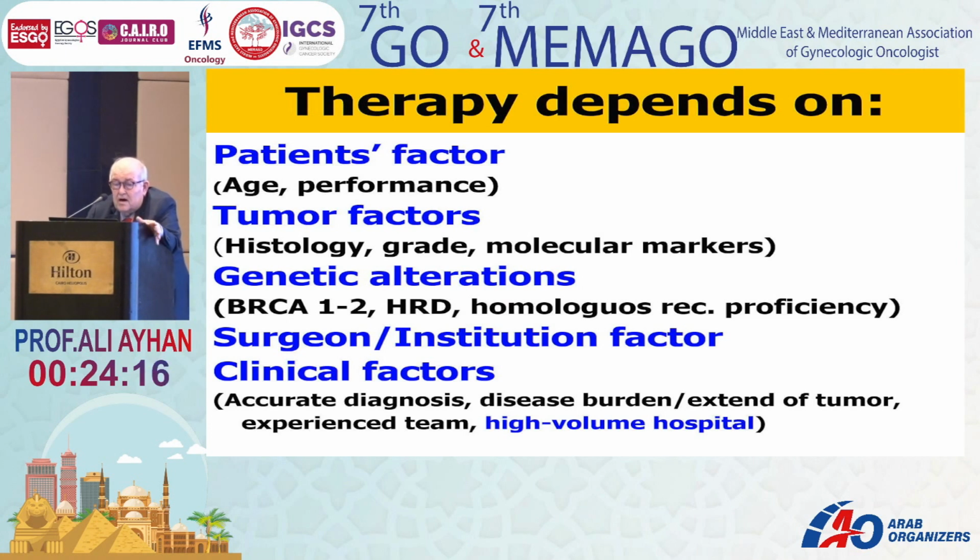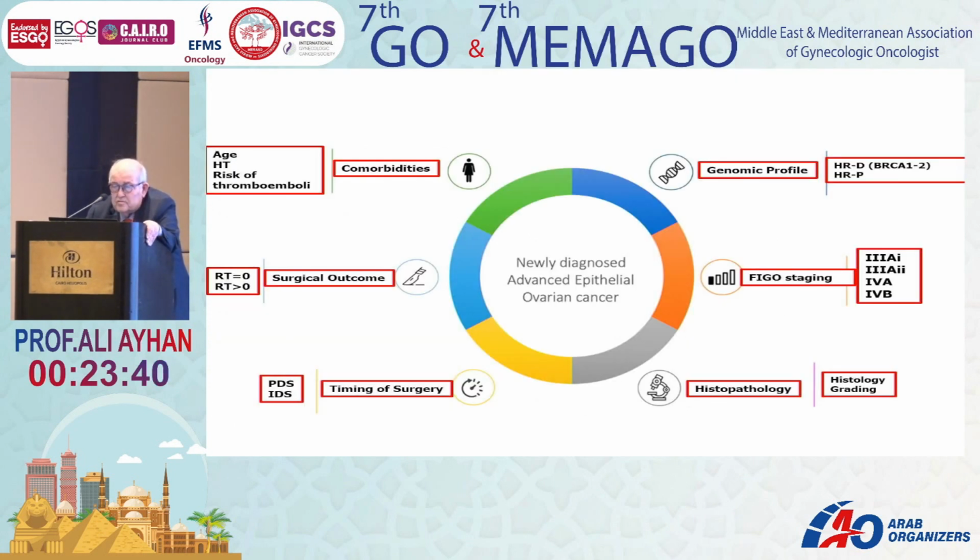The therapy depends on patient factors, age, performance status, and tumor factors, histology, grade, biomolecular markers, and genetic alteration is very important, and the clinical factors, accurate diagnosis, disease burden, extent of tumor, and an experienced team in a high-volume hospital. This slide briefly: first, check the genomic profile, then evaluate the extent of tumor and histotype, and the time of surgery is very important, primary or interval debulking surgery. The aim is R0; otherwise the interval debulking surgery is better.